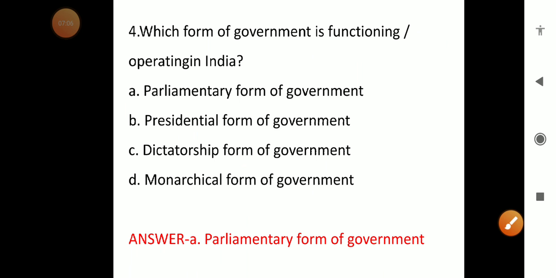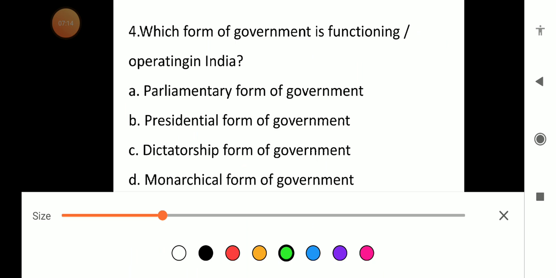Next question is, which form of government is functioning or operating in India? Mainly there are two forms of government working all over the world, that is the parliamentary form of government and the presidential form of government. Along with that, there are some where a monarch is the nominal head, and there is dictatorship somewhere, like in North Korea.